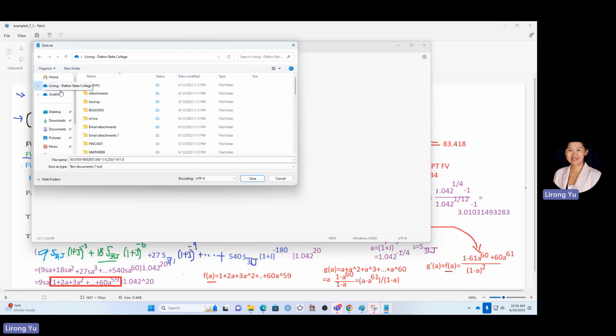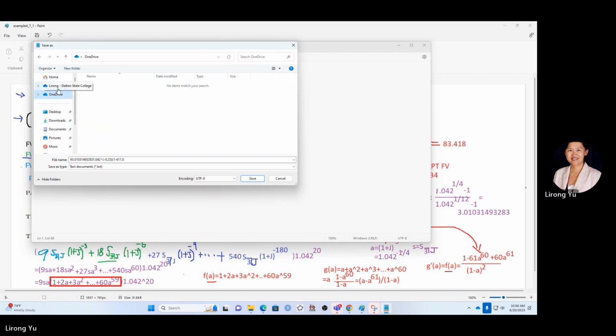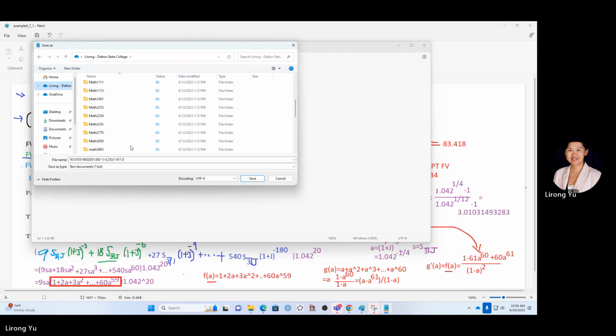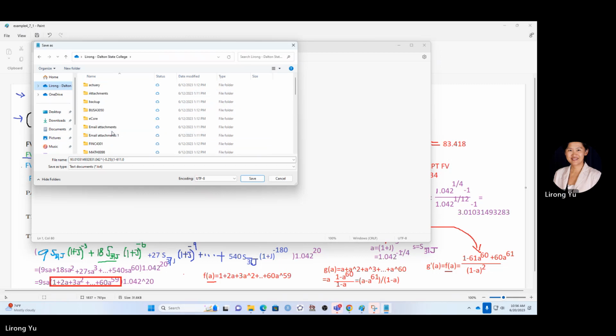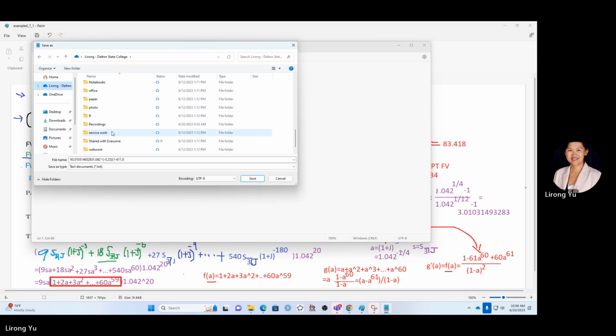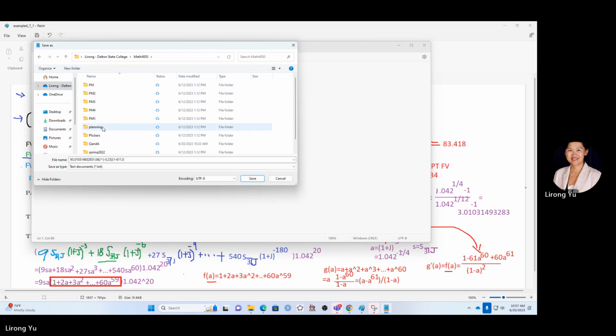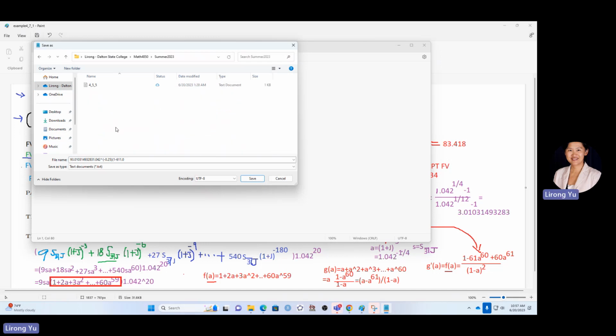How come it won't let me open the OneDrive? Okay. I was trying to type it up.